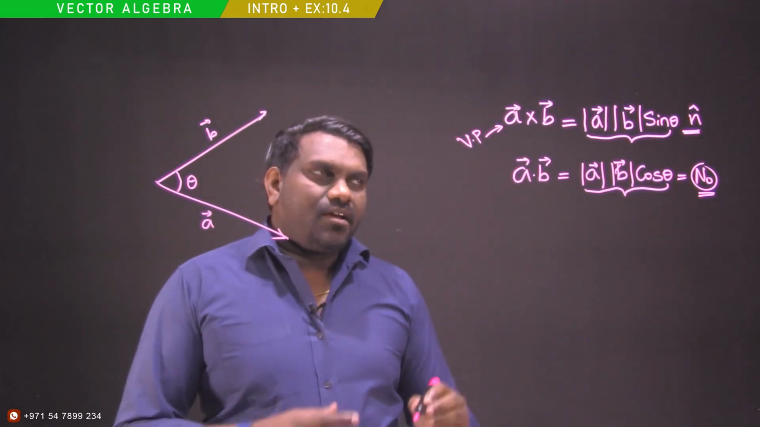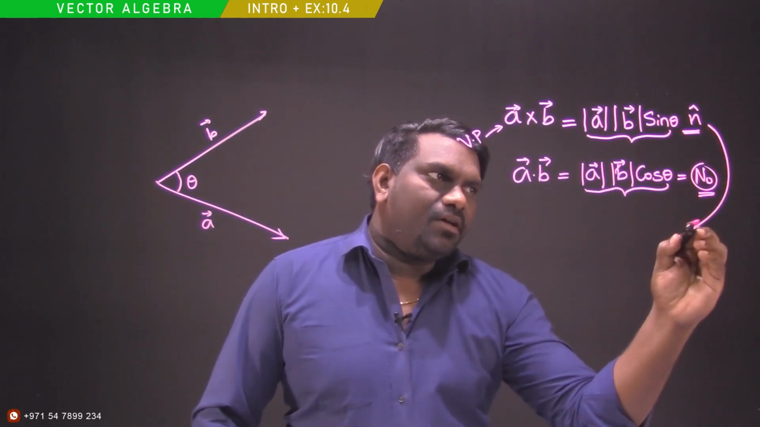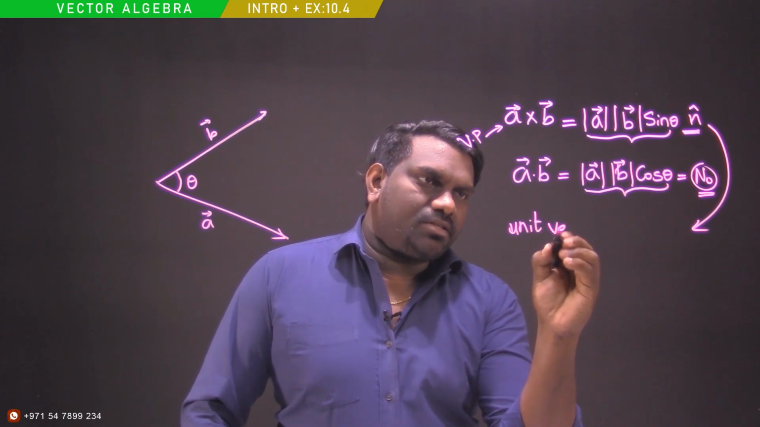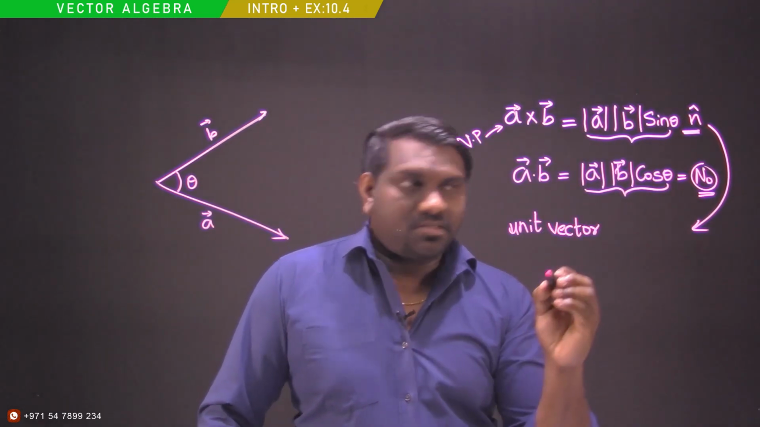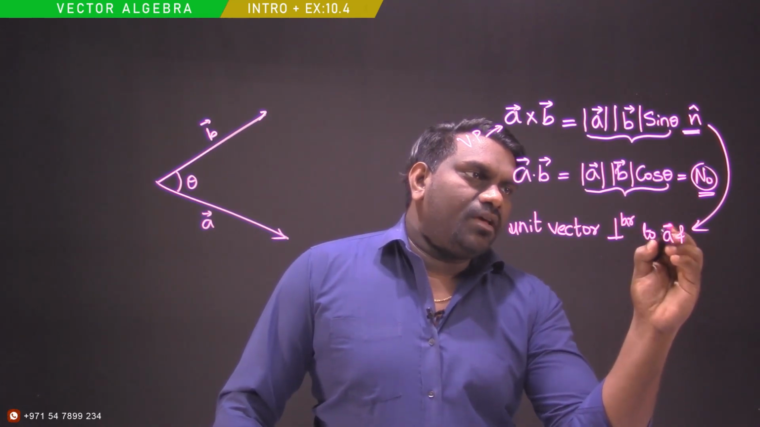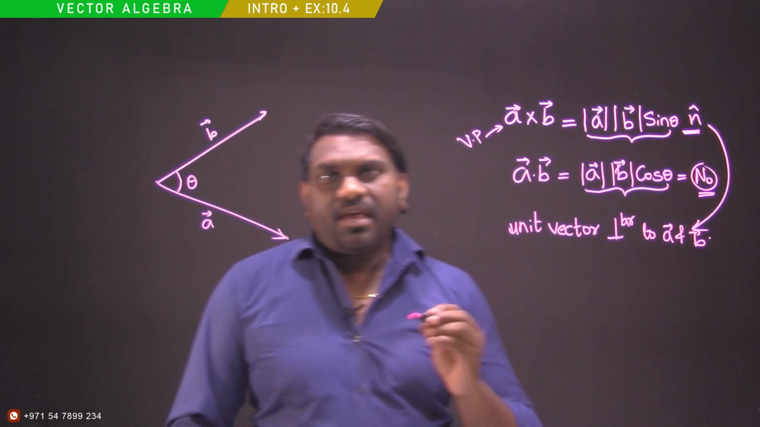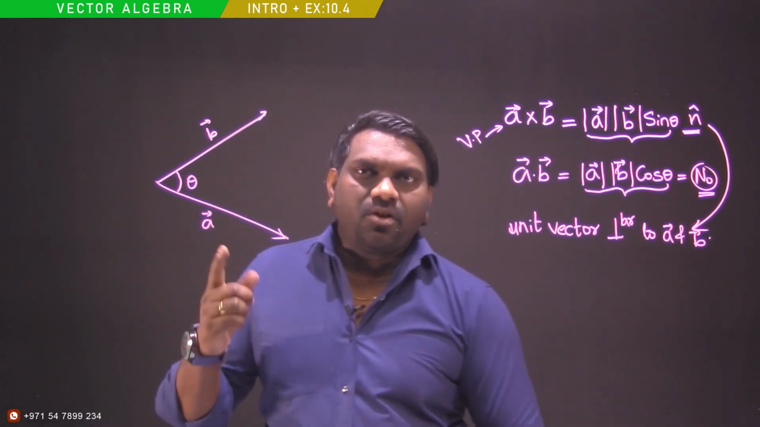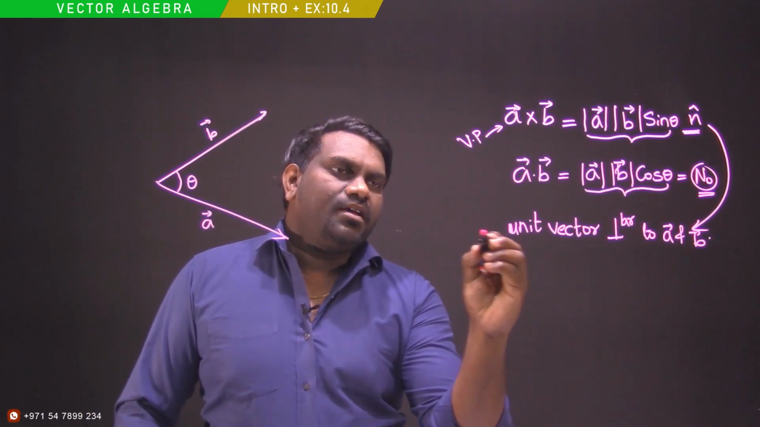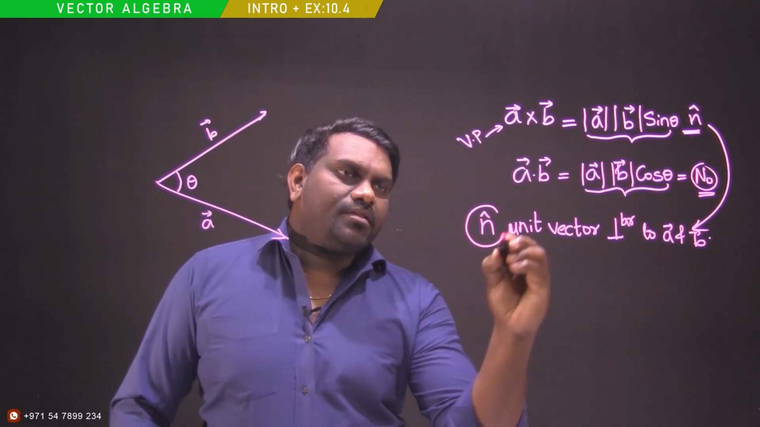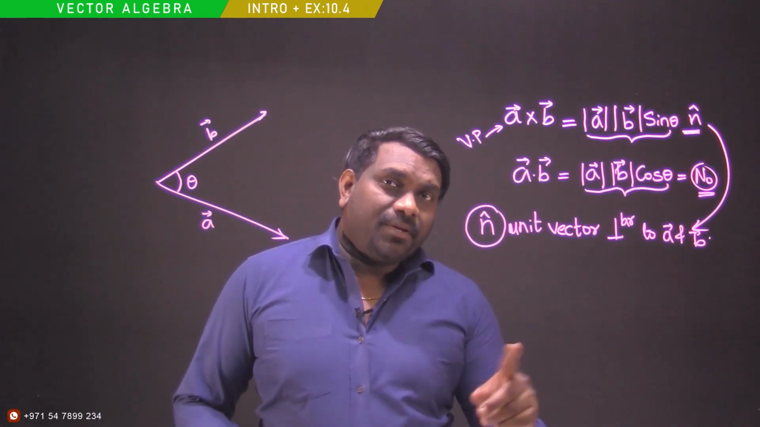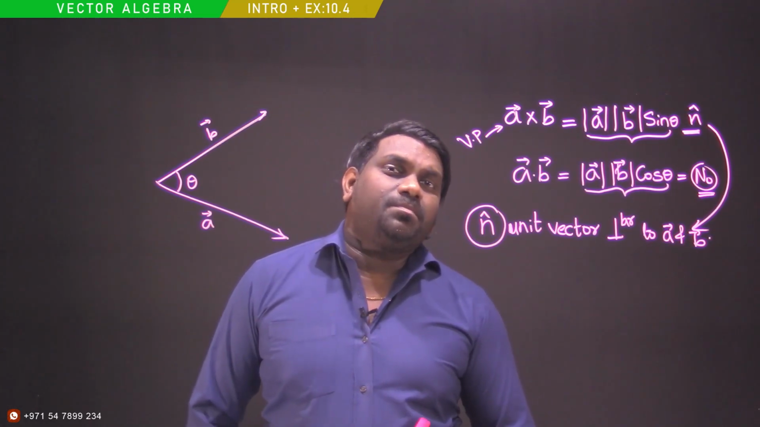Okay, what is this n cap? N cap is nothing but a unit vector. N cap is a unit vector perpendicular to A vector and B vector dear. അപ്പോൾ A vectorനും B vectorനും perpendicular ആയിട്ട് ഉള്ള ഒരു യൂണിറ്റ് വെക്ടറിനെയാണ് നമ്മൾ n cap എന്ന് പറയുന്നത്. So n cap is a unit vector perpendicular to vector A and vector B.